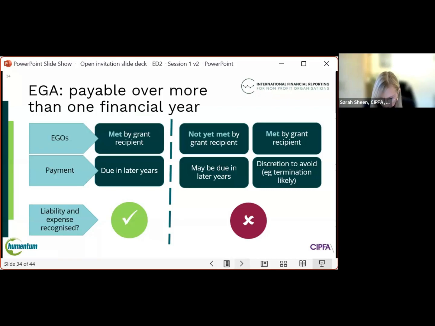When the grant MPO does not have a present obligation to transfer resources in future years, because the grant recipient has not met its obligations, the grant providing MPO will not recognise a liability and an expense. But where the grant providing MPO has discretion in future years because of the terms of the EGA, it should not recognise a liability because the grant providing MPO does not have a present obligation to transfer those resources.